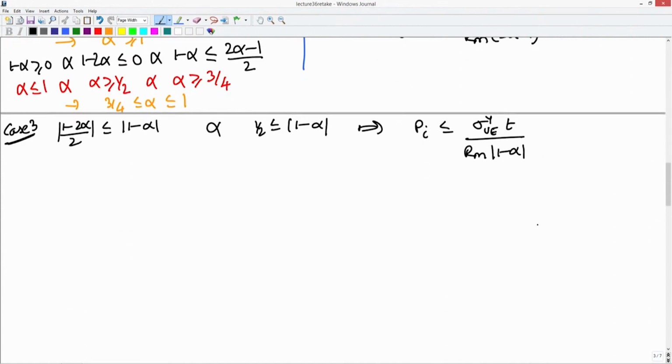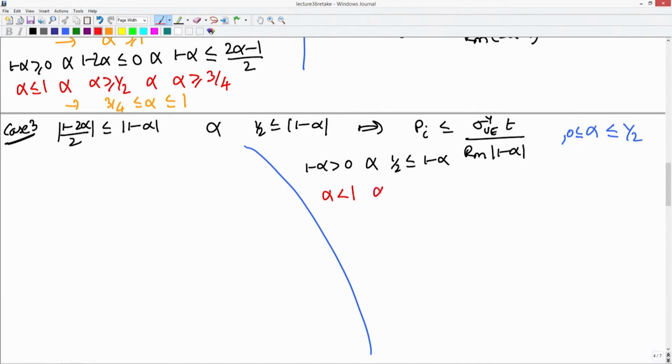Now, I have to go through the same procedure again that I did for case 2, to show that this will hold for alpha less than or equal to half, between 0 and half. Okay. Let me do that. So, first let us look at this inequality. Now, I should have 1 minus alpha greater than 0 and 1 half should be less than or equal to 1 minus alpha, which will tell me that alpha must be less than 1 and alpha must be lesser than or equal to half. Okay. This implies that alpha must lie between 0 and half, 0 because alpha is bounded to be greater than 0, from our general restriction.